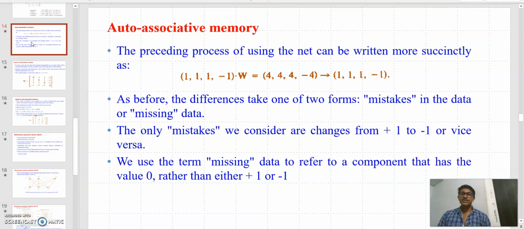Coming to the auto-associative memory, the preceding process of using the net can be written more succinctly in numerical form. As before, the differences take one of two forms: mistakes in the data or missing data. The only mistakes we consider are changing from +1 to -1 or vice versa. We use the term missing data to refer to a component that has the value 0 rather than either +1 or -1.